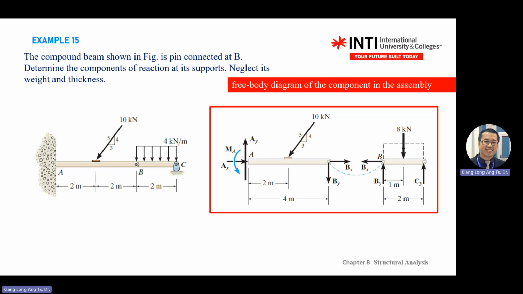Okay, so there will be a minus mark if you do not transfer from distributed load into focus load. Remember this one. Then for this one, you can have BY move up or BX move to the left, no issue. What I want to see is, for the pin at B between the two members, the arrows must be in opposite directions. That is what I want to see. If you draw BX pointing to the right, BX for the AB member will move to the left. That is what I want to see.